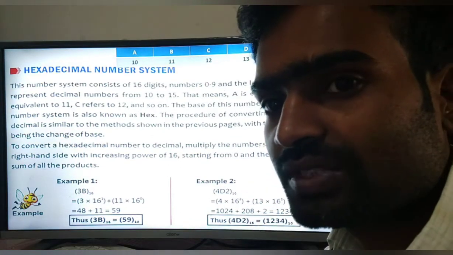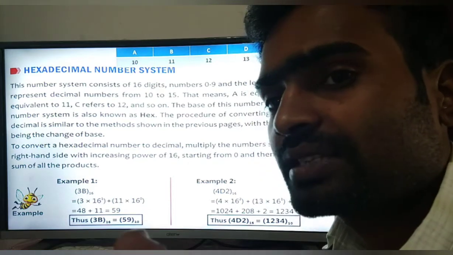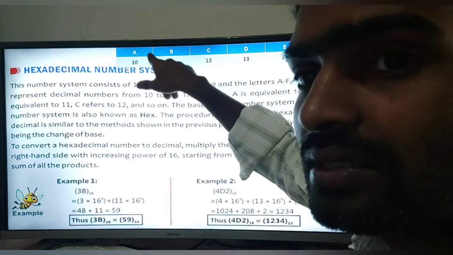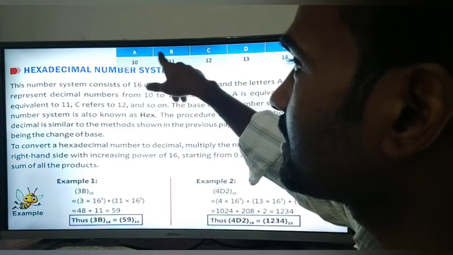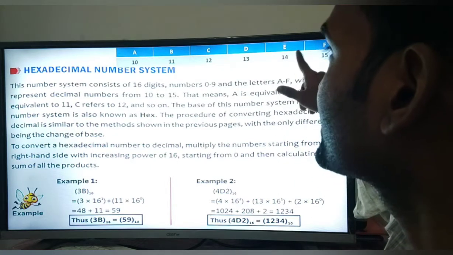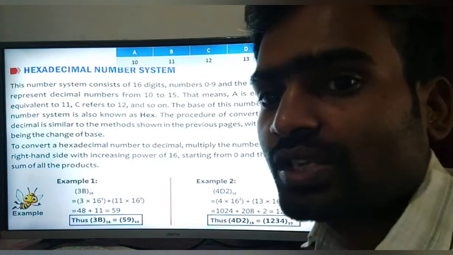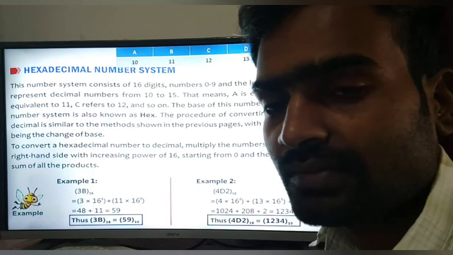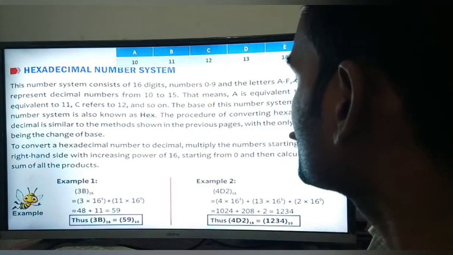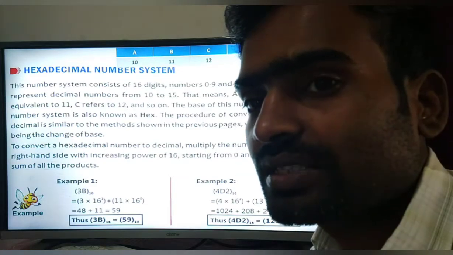So when we get a letter in that number, it means there is a value behind it. You have to memorize these things, dear children. A value 10, B value 11, C value 12, D value 13, E value 14, and F value 15. This is very important. Clear? And the base of the number system is 16.